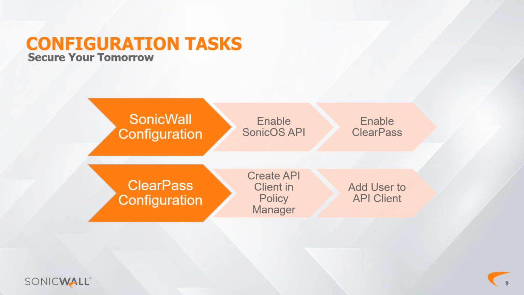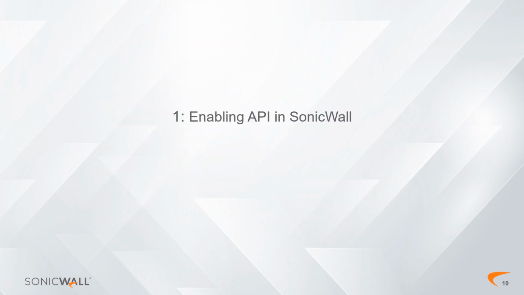Our configuration tasks include enabling the SonicOS API with ClearPass on the SonicWall firewall. We'll create an API client and add a user for the client in the ClearPass Policy Manager. Then, we'll create a server instance in the firewall to test the connection and verify our use case. We'll begin by enabling API in the SonicWall firewall.